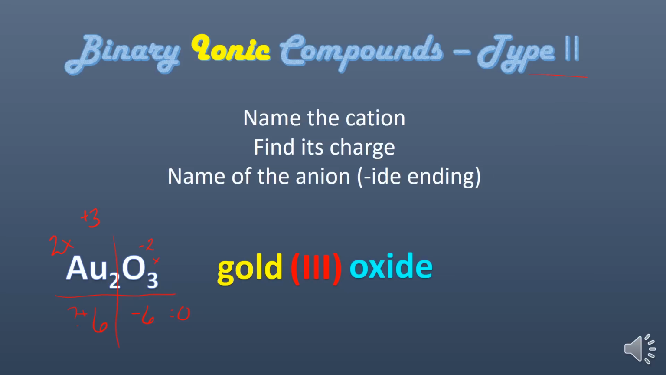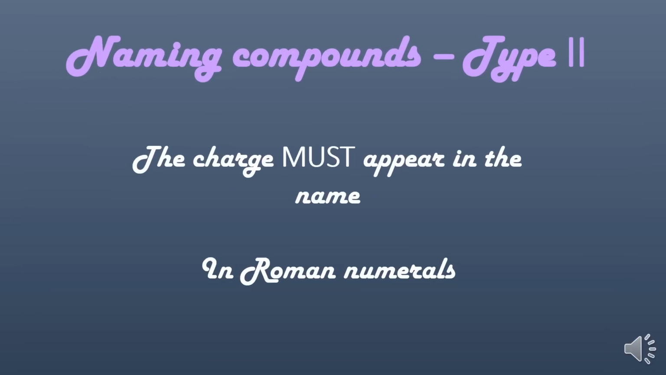Oxide. Well, a lot of times kids go, wait a minute, can't I just use this number on the anion and it would be true? A lot of times, yes, and not all the time. So be careful with that. If you got nothing else, it's not a bad guess. The charge has to appear in the name, and you put it in Roman numerals.